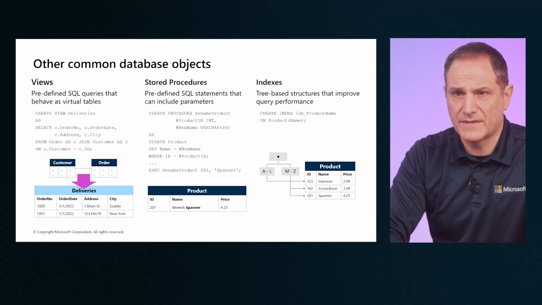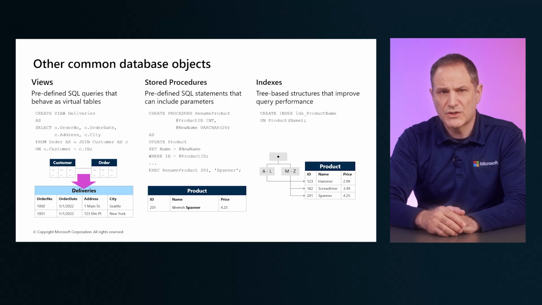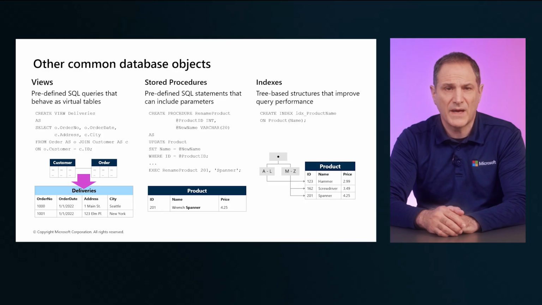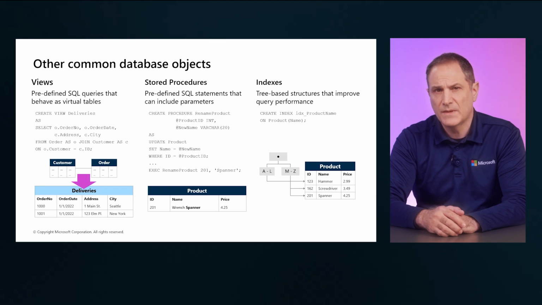Then we have indexes. Indexes are structures that improve query speed by helping the database find specific rows quickly. Without an index, the system often needs to scan an entire table to locate a matching value. An index creates a tree-based structure organized by one or more columns, which allows the database to search in a more direct and efficient way.